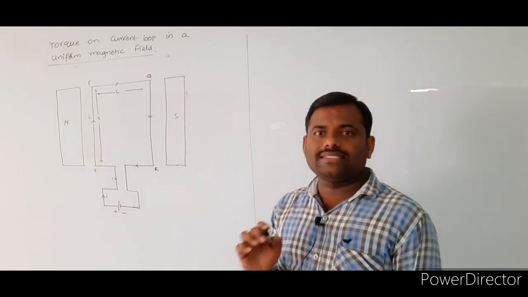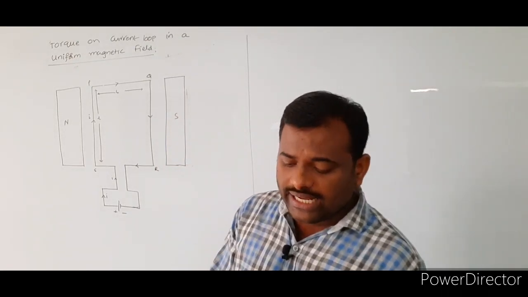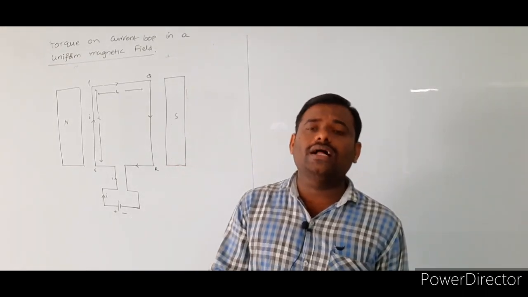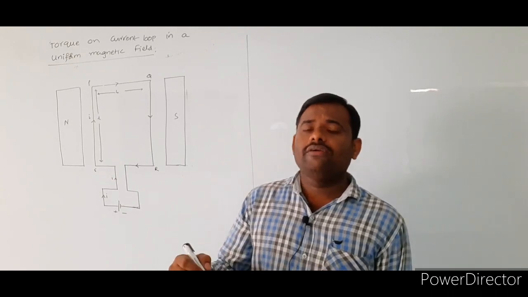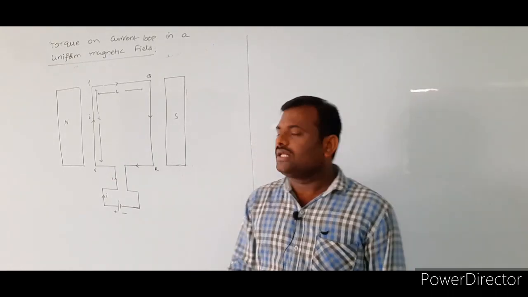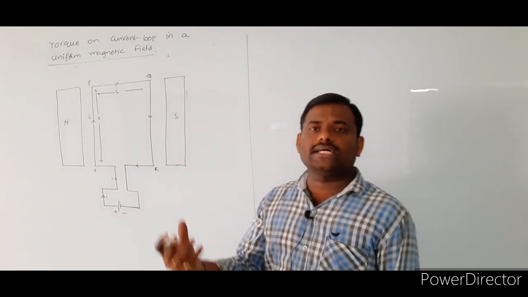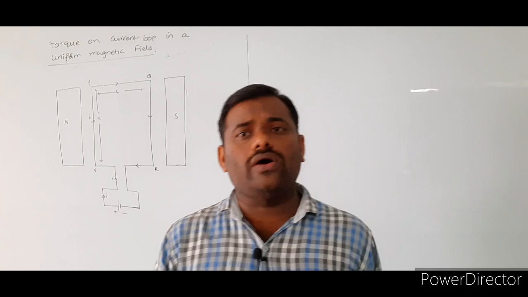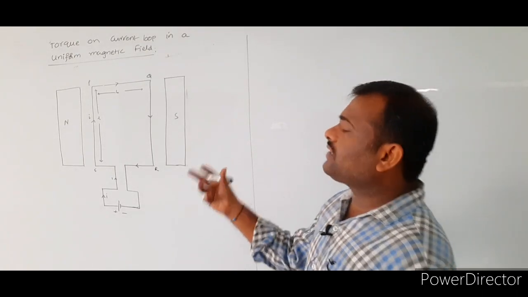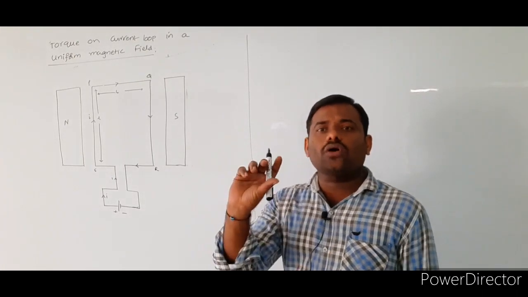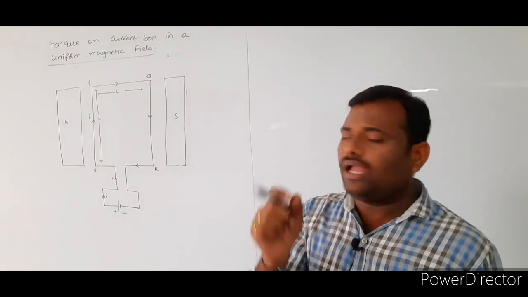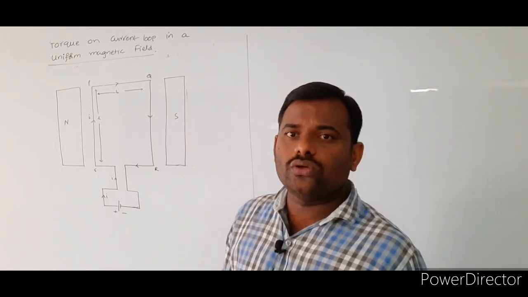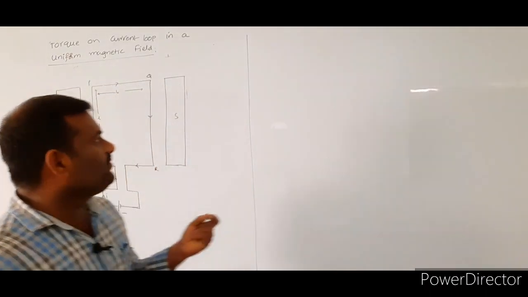Which type of loop was considered? Rectangular current carrying loop. Here we are going to discuss how much force is acting on the rectangular current loop, and whenever some external force is there, some external torque is also produced. Whenever the external torque acts on the current carrying coil, that coil will rotate in the given uniform magnetic field. So this concept we are going to discuss.